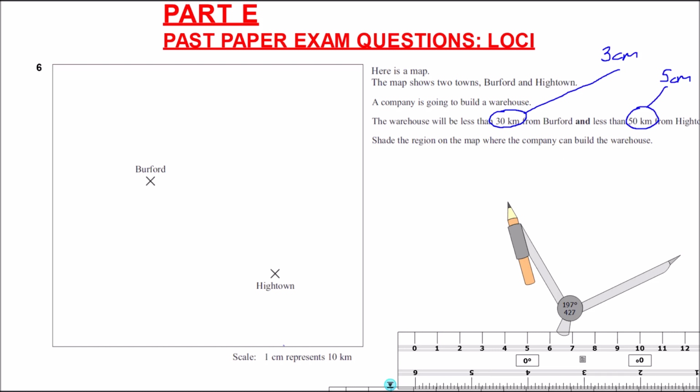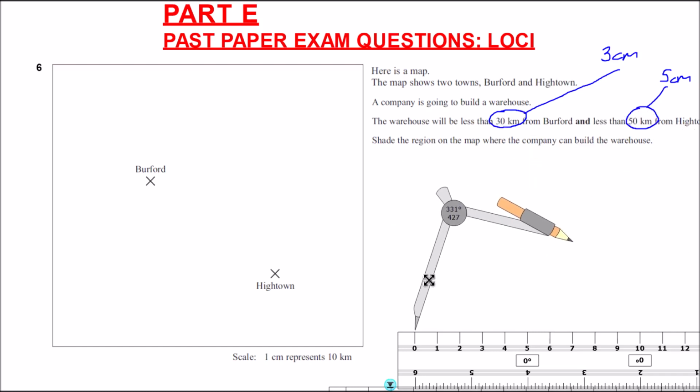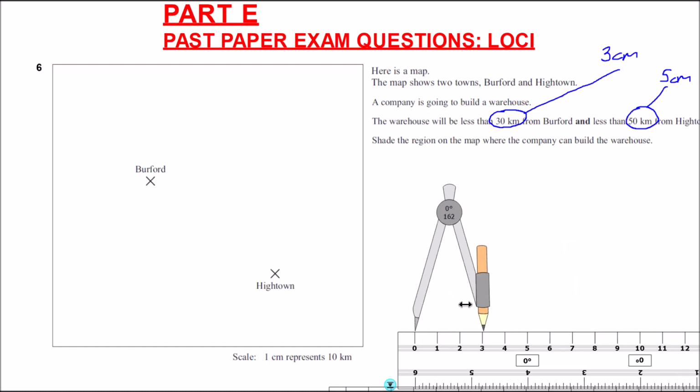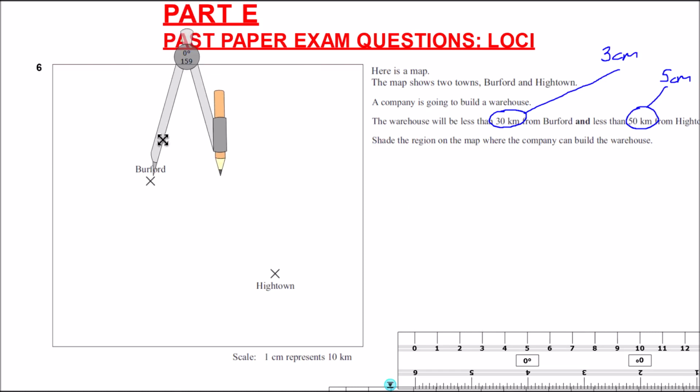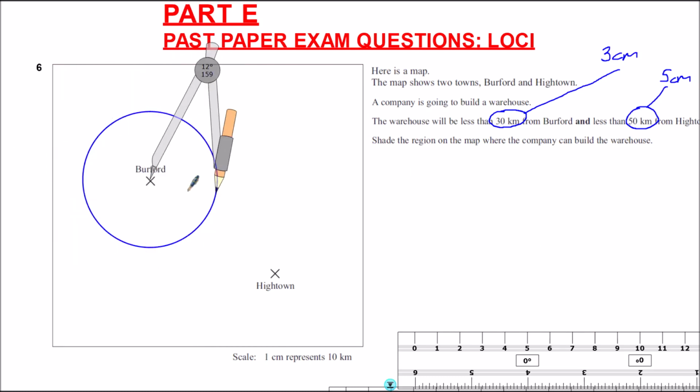Because it's going to be, in our case, less than 3 centimetres from Burford, what we're going to do is measure out 3 centimetres compass width, put the compass needle on top of Burford and do a circle all around Burford. So within that circle is where the warehouse needs to be. The warehouse needs to be within that circle.